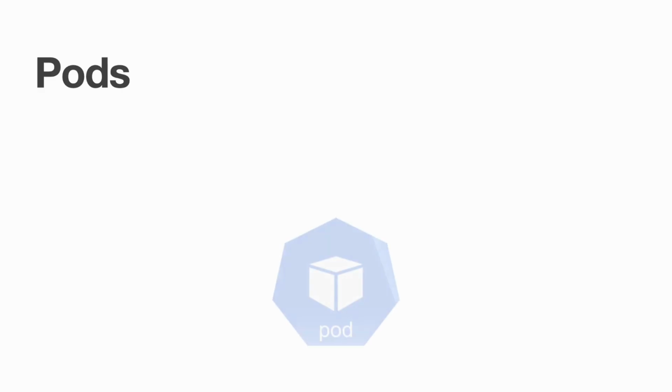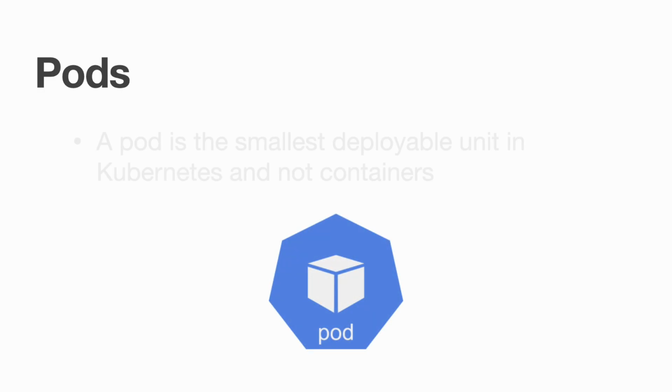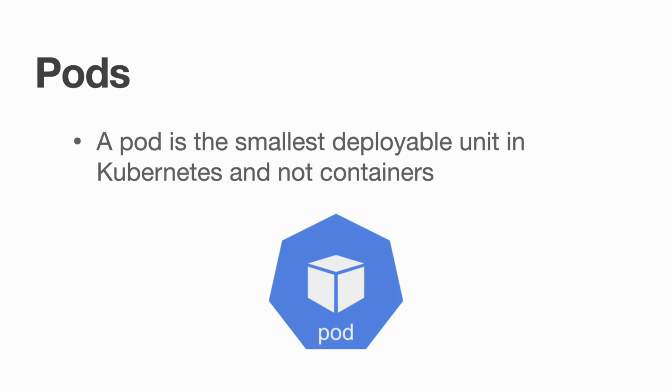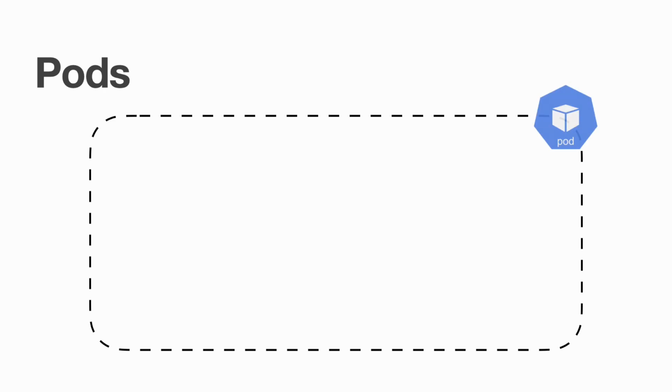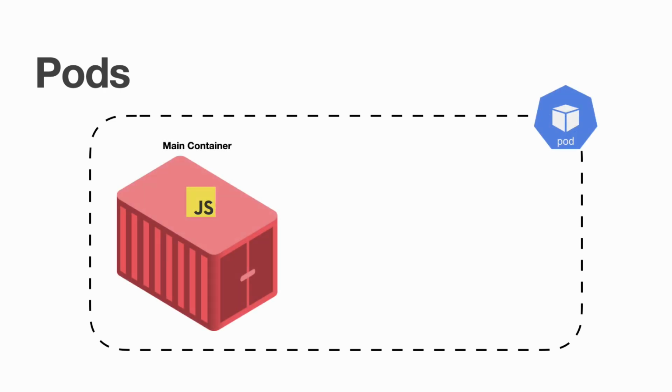So in Kubernetes, a pod is the smallest deployable unit and not containers. Now, to visualize what a pod is, I've got this really nice diagram. So this is a pod. So within a pod, you will always have one main container, and the main container represents your application, whether it's written in Node.js, JavaScript, or GoLang, whatever language that you want.